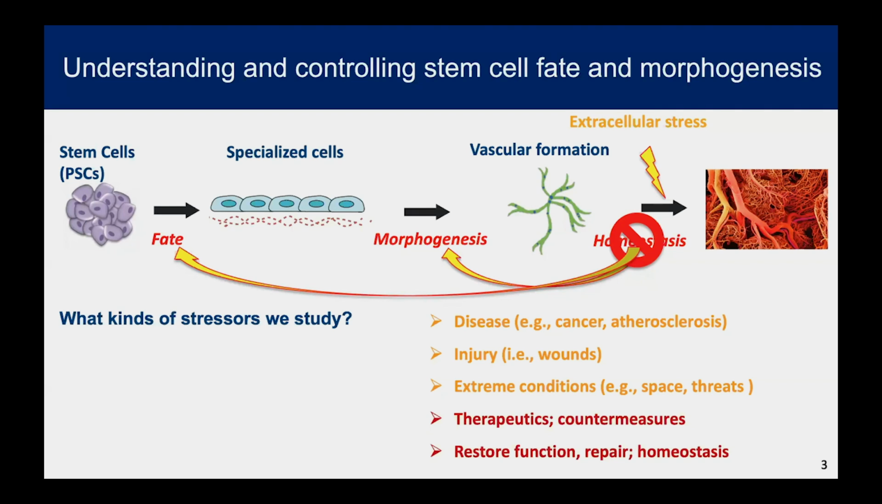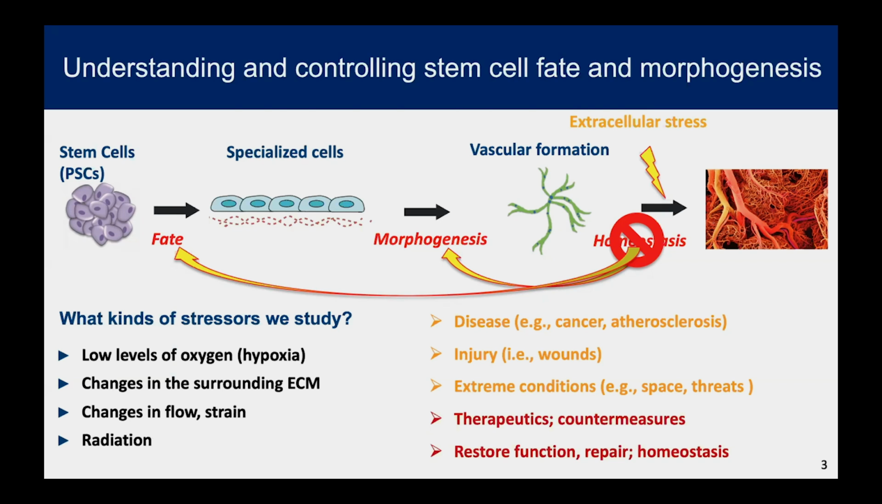So which stressors do we study? We study low levels of oxygen, hypoxia. We study changes in the surrounding extracellular matrix, in flow and strain, and radiation. Today, I'd like to focus on a couple examples surrounding our work with hypoxia and with the extracellular matrix.